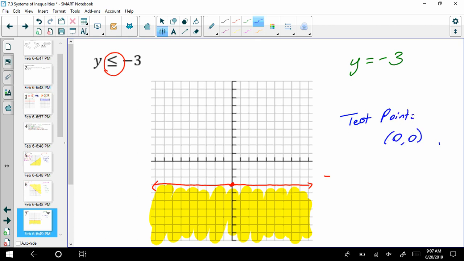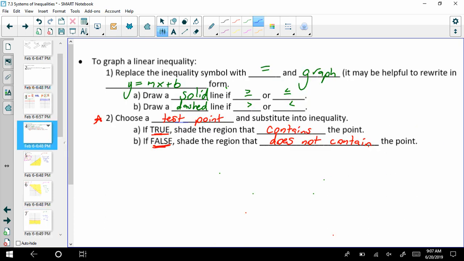So if I plug 0 in for x and y, well, notice there's no x, so I'm just plugging it in for y. 0 is less than negative 3. Does that make sense? No, that's false. So what that means, if I look at where 0, 0 is, since it's false, it better not be in the shaded region. If it's true, then it needs to be in the shaded region. So that works. It's not in the shaded region. Okay, let's try another one.